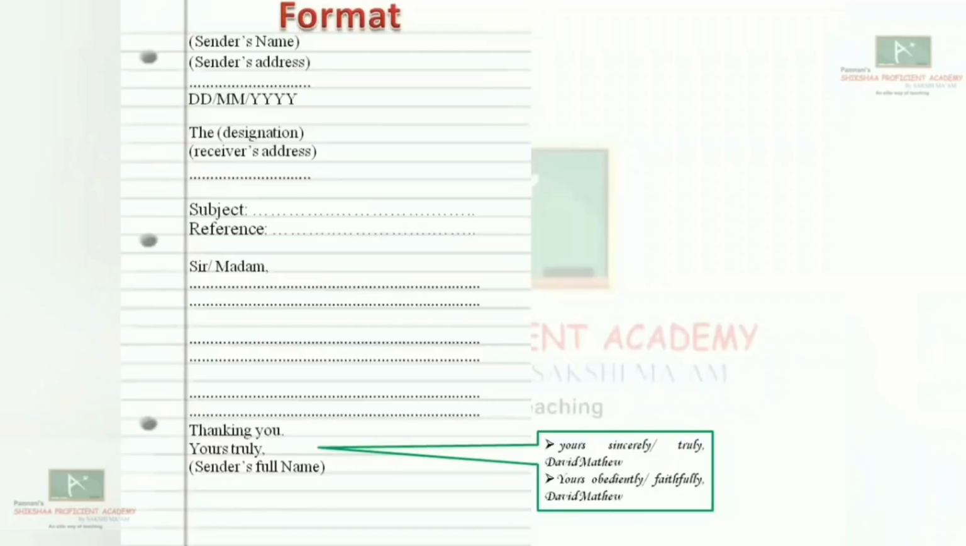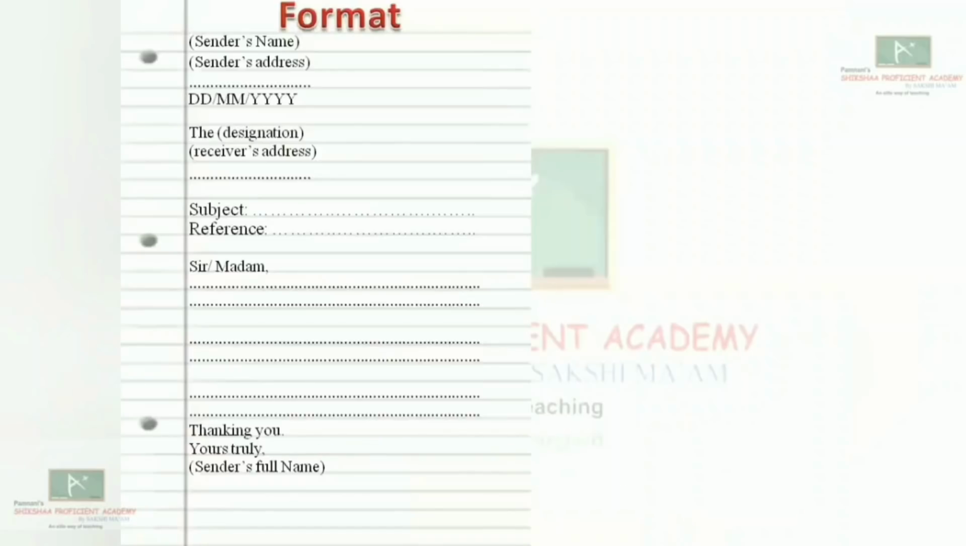Now, when we write sincerely or truly, we write it for other people. But when you mention yours obediently or faithfully, we write it to a principal or teacher. After this, mention enclosures in the next line. I know it might be new for you. What are enclosures? Enclosures always must be written at the end.